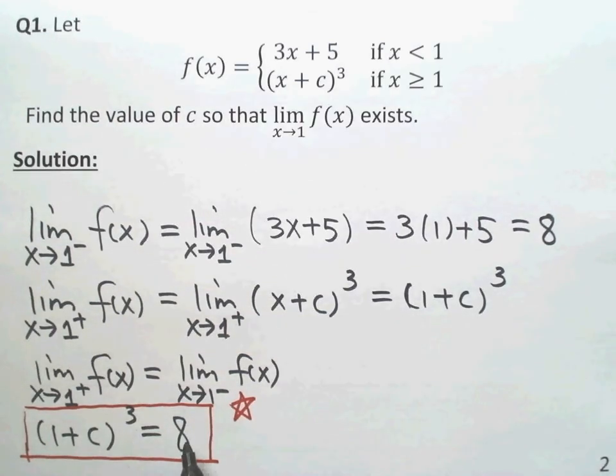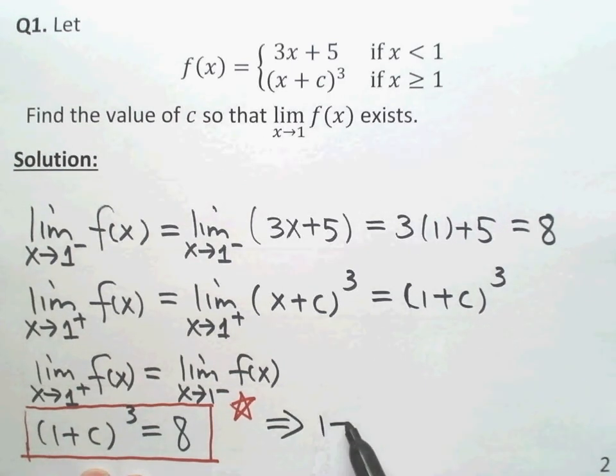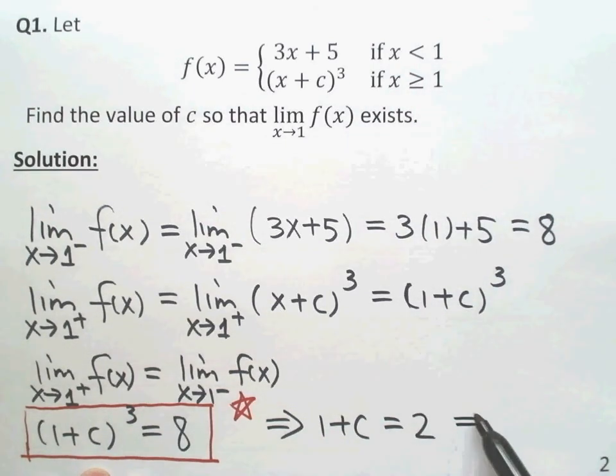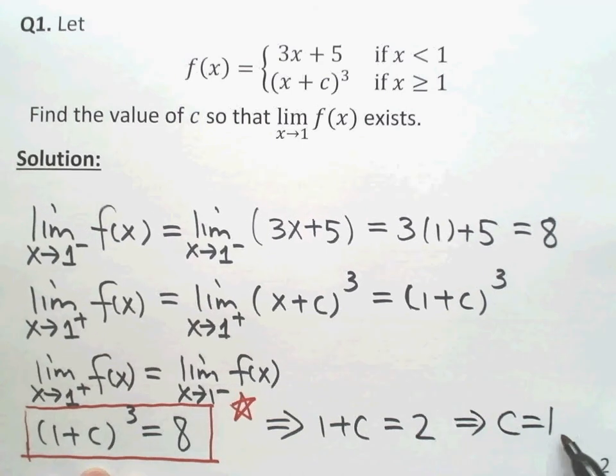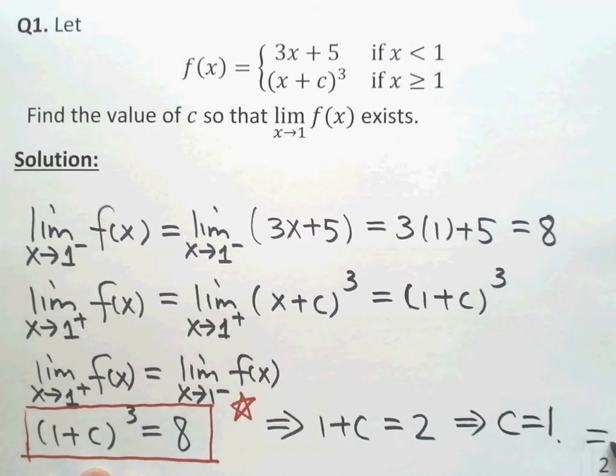How to solve this? We take the cube root of both sides. The left becomes 1 plus c, and the cube root of 8 on the right is 2, right? Now what do you get? You get c equals 1. So super easy to solve, right?